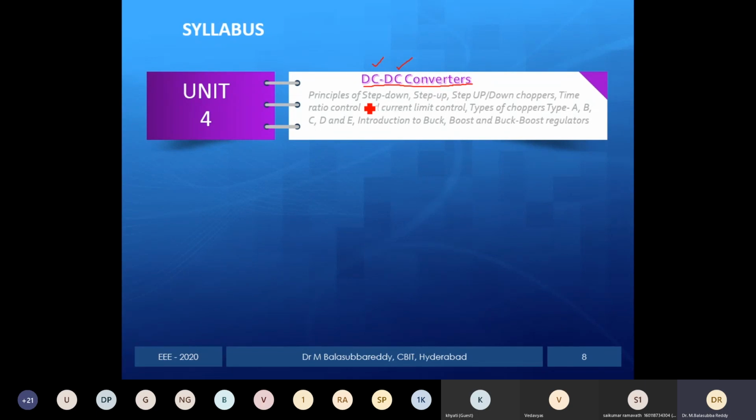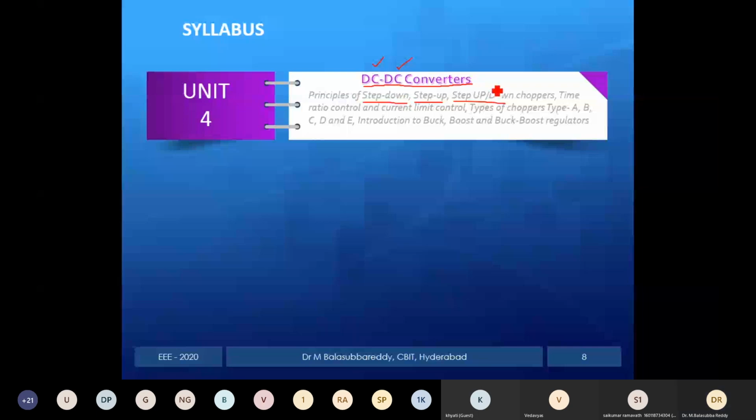There are different types of controllers here: step up chopper, step down chopper, and step up and down chopper. All these things I will explain briefly in later slides. Step up, as the name itself says, output is going to be more than the input. Step down means output is less than the input.